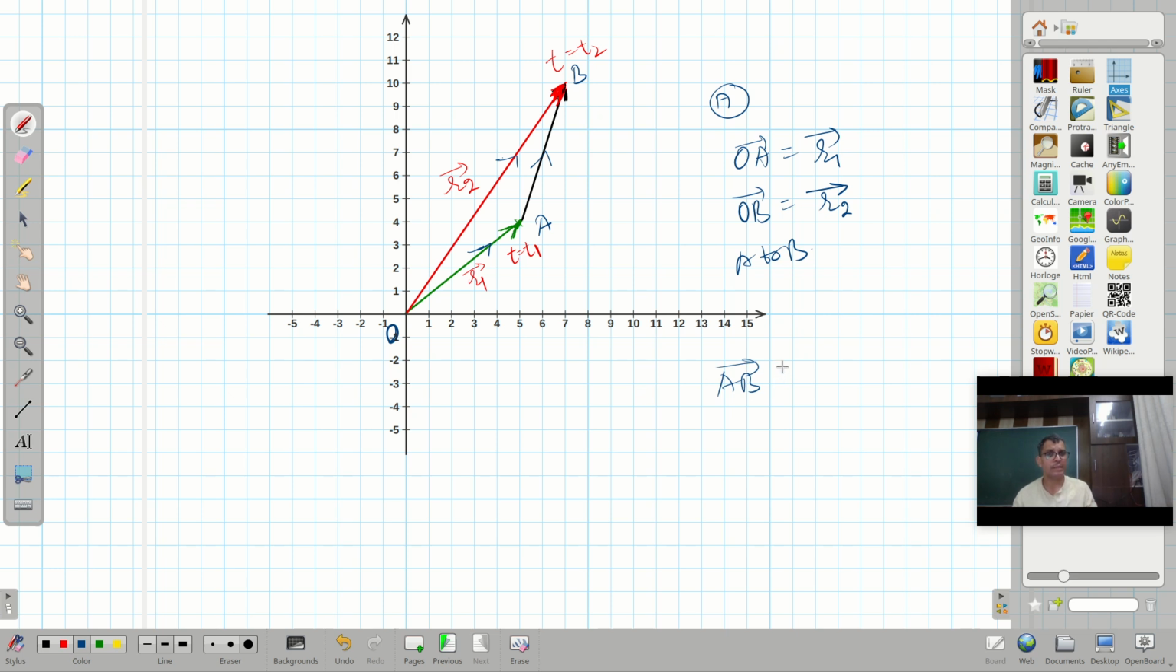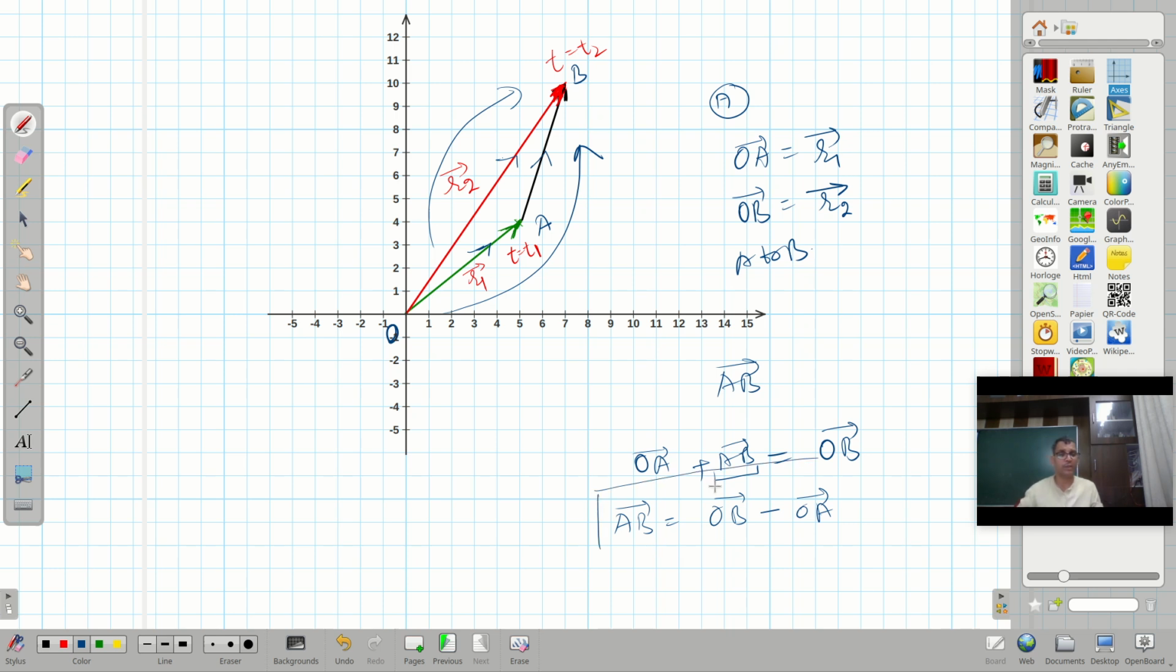And what is this AB vector? If I look at this triangle OAB, then the OA vector and AB vector are along the same direction, and this is the third closing side taken in opposite order. So according to the triangle law of vector addition, OA plus AB comes out to be the OB vector. So this displacement vector, the AB vector, can be represented as OB vector minus OA vector, right? So this is how a position vector can be represented in a coordinate system.